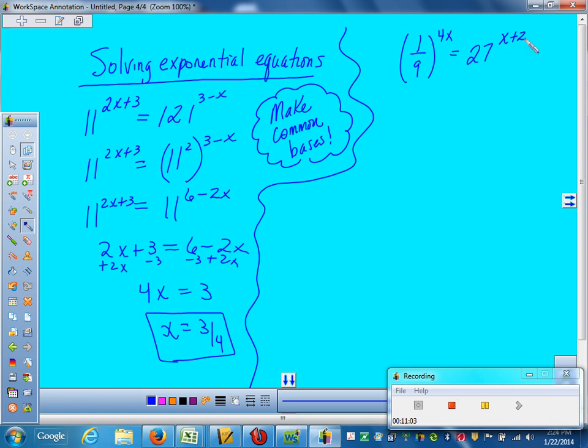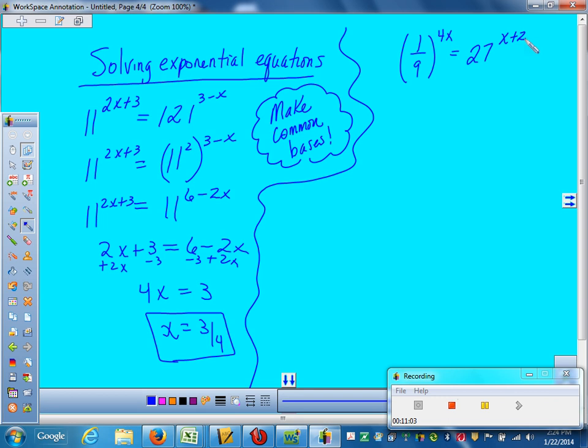Is there a 9 to a power that makes 27? No, not to a nice full number power. If you can't do 9 to a power and get 27, then you've got to change both of these to a smaller base. You'll always make them a smaller base. You cannot make them bigger. So what number could I rewrite both of them as that number to a power?